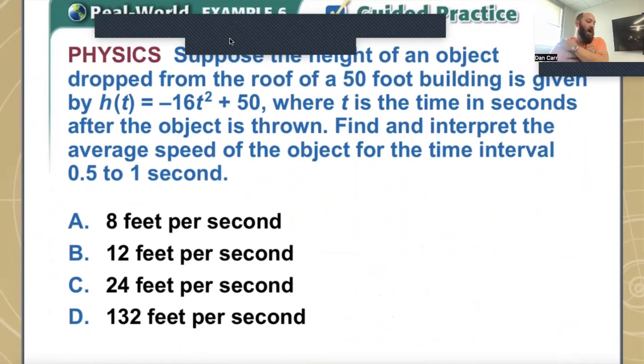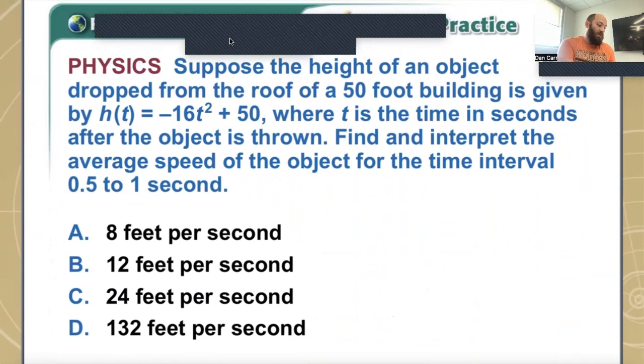Suppose the height of an object dropped from the roof of a 50-foot building is given by h(t) = -16t² + 50, where t is the time in seconds after the object is thrown. Find and interpret the average speed of the object for the time interval 0.5 seconds to 1 second. So here are my two x values, we'll call them x1 and x2.